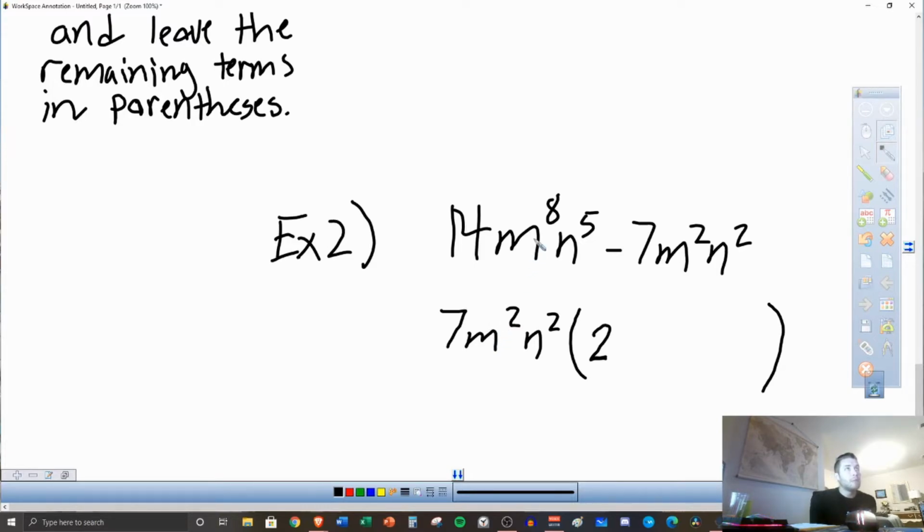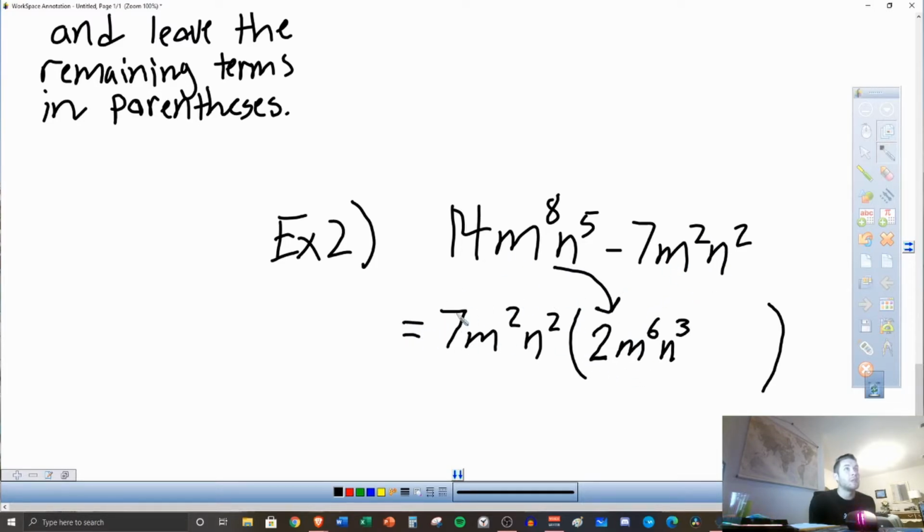M squared, we had m to the 8. We're dividing away 2 of them, okay? So we're almost, it's not necessarily subtraction, we're subtracting the exponents, but this is division. So I'm dividing away 2 of them. So 8, okay, divide away 2 of them. It is sort of a subtraction type deal. This will be m to the 6th, okay? N to the 5th, we're dividing away 2. That's n to the 3rd. So that's that first term. It became this right here, okay, from dividing.